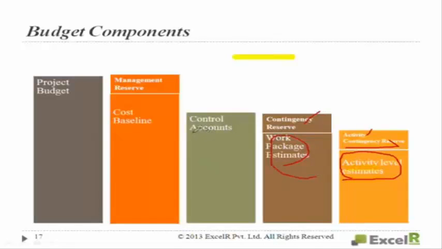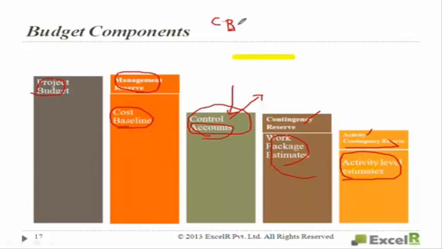And above the work package, I told you there will be a control accounts level. You will tell your account department about the accounts at this level. They may release the budgets at this level, at a control account level. You will do analysis at this level, above the work package level. And that will produce the cost baseline. The entire thing will produce the cost baseline. And if you add management reserve to the cost baseline, it will become the project budget. So it's very simple: cost baseline plus management reserve is the budget.